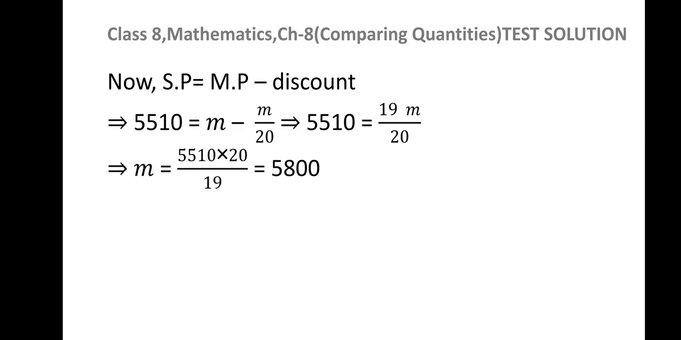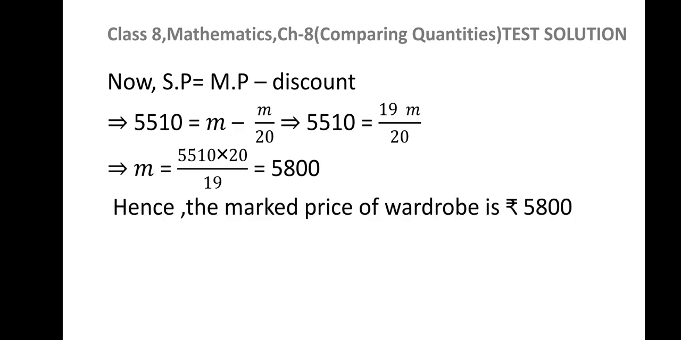And then M will be equal to 5,510 into 20 over 19, which will be equal to 5,800. So the marked price of the wardrobe is 5,800 rupees. You can use the formula relating SP, MP and discount percentage, and the formula is SP is equal to 1 minus D over 100 into MP, where D is the discount percentage, SP is the selling price, MP is the marked price.